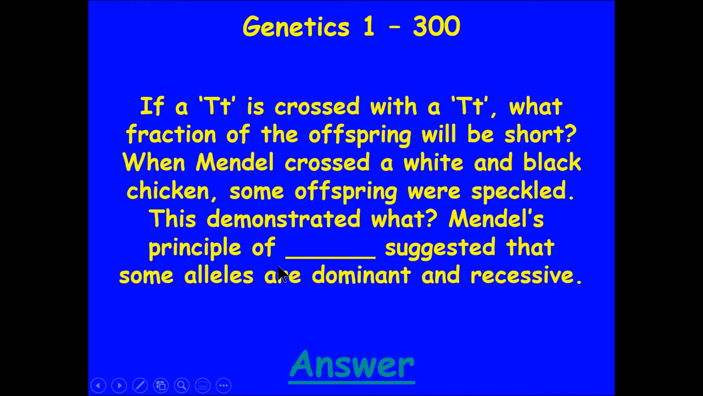If a big T little t is crossed with a big T little t, what fraction of the offspring will be short? When Mendel crossed a white and black chicken, meaning a white chicken and a black chicken, some of the offspring were white and black speckled. This demonstrates what? And Mendel's principle of blank suggested that some alleles are dominant and some alleles are recessive. Answer coming in 5, 4, 3, 2, and 1.